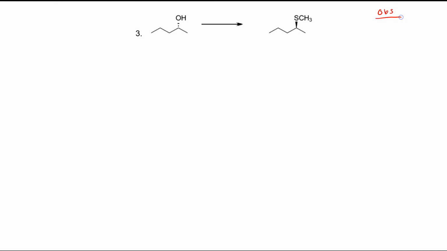I'm making observations here. We have an OH to a sulfur, so we change to SCH3. There's no carbons being added other than the functional group change there, and then we also have a stereochemistry change. So we may want to do an SN2 reaction. So I'm going to start with the retrosynthesis, which is the backward synthesis.